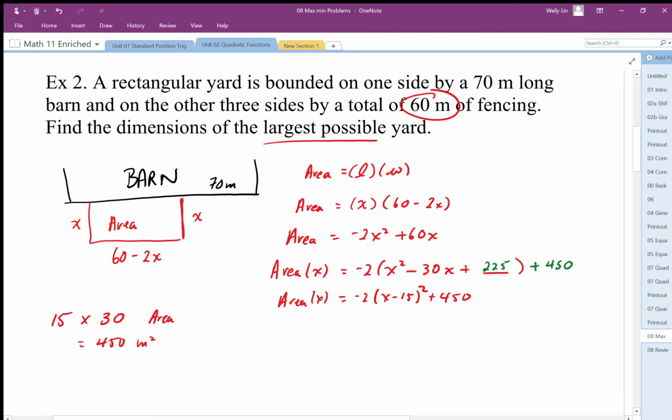Okay, so this one doesn't actually ask for the area, but if it did ask for the area, from the vertex form we can find the area. For the largest yard, the dimensions, okay, we're being asked for the dimensions here, so really this is our solution here. Okay, it's 15 meters by 30 meters.